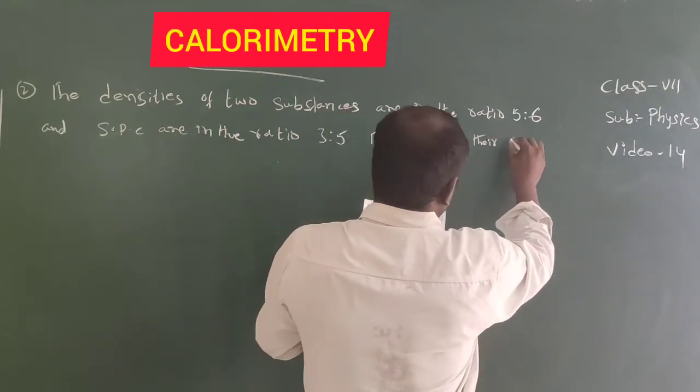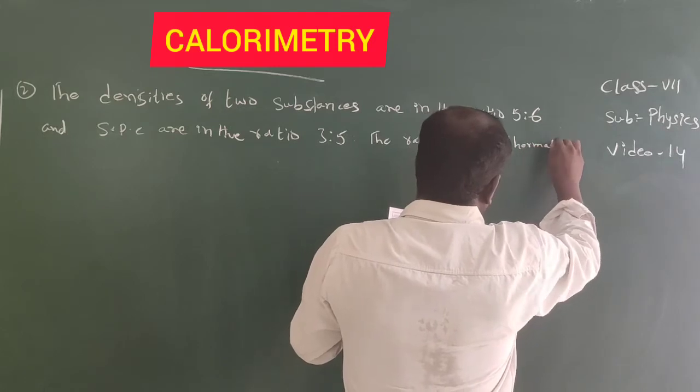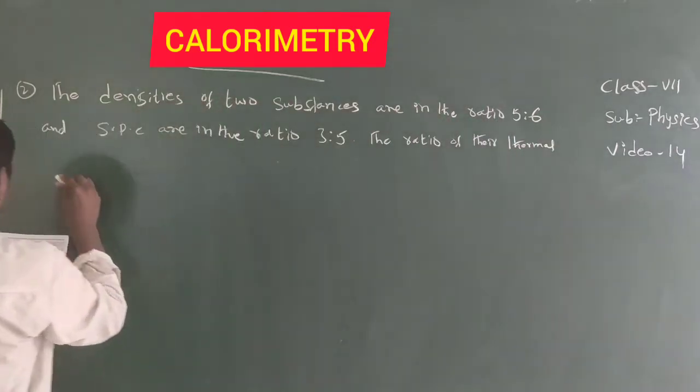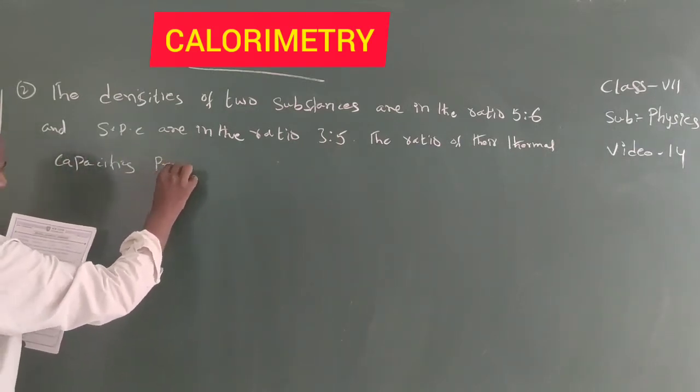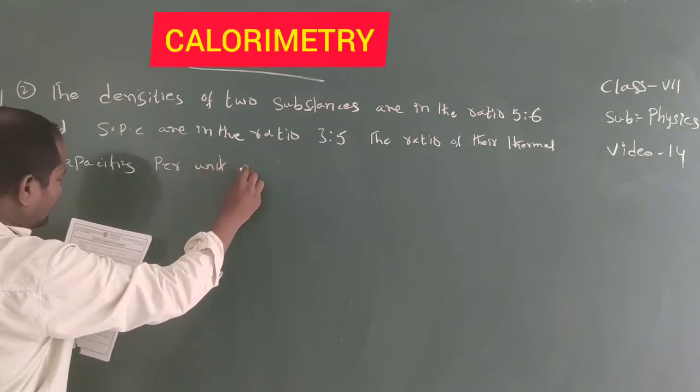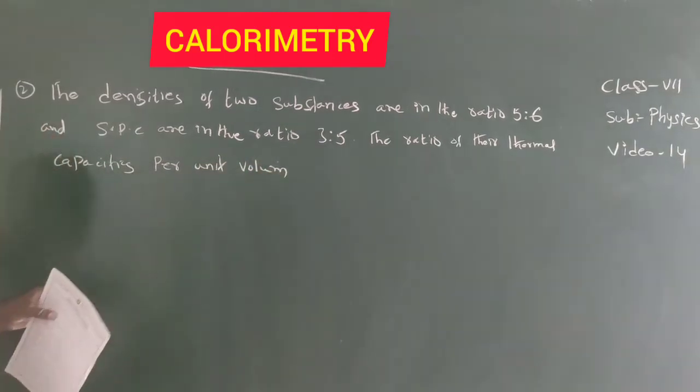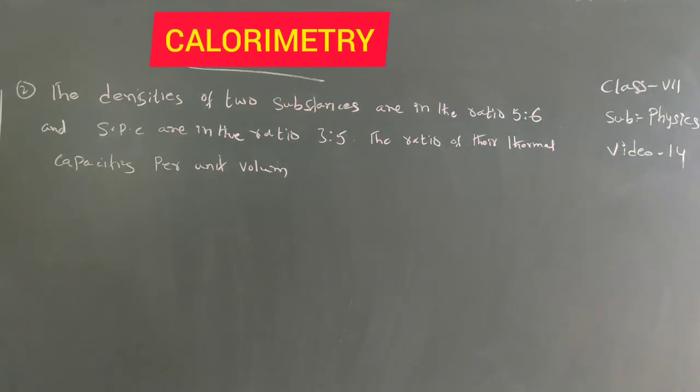the thermal capacities for unit volume. Here, two substances are given. Densities of the two substances D1 equal to 5, D2 equal to 6, and specific heat capacity of the two substances is 3:5. Then find the thermal capacities of the substances for a unit volume.